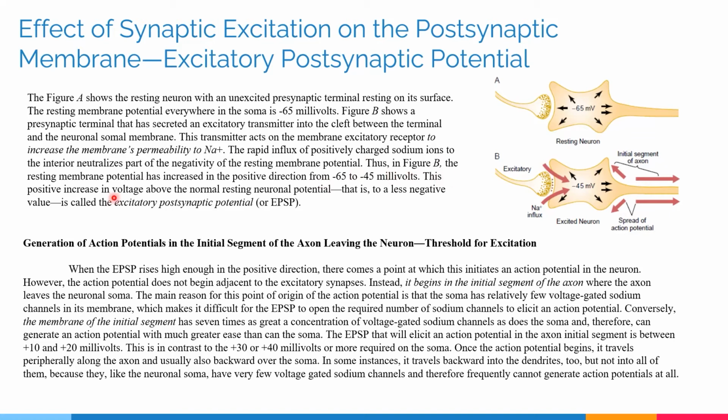Thus, in figure B, the resting membrane potential has increased in the positive direction from minus 65 to minus 45 millivolts. This positive increase in the voltage above the normal resting neuronal potential, which is around minus 90 millivolts, that is to a less negative value, is called excitatory postsynaptic potential, or EPSP.